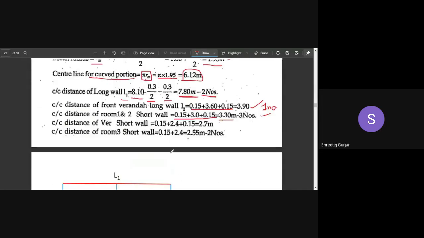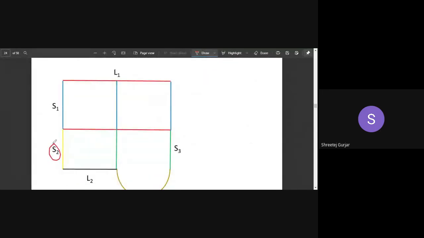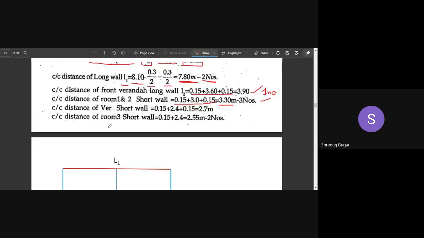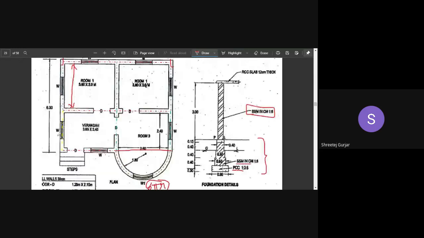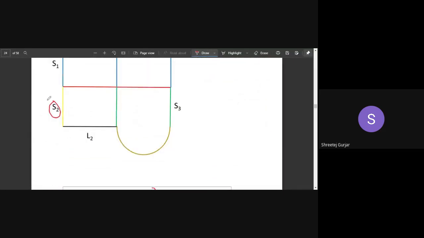So this is for your short wall 1, and if you observe short wall number 2, you can see it is 0.15 plus 2.4 plus 0.15. So that is your distance for short wall S2.